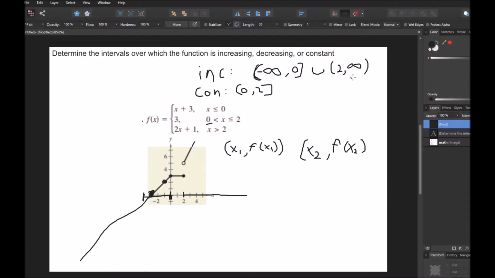And again, open bracket on infinity because you can't represent that with a number, and open bracket on 2 because 2 is not included in this interval. And this widened out U shape is called a union. It basically means and. So I'm saying it's increasing from negative infinity to 0 and on 2 to infinity. So that would be my final answer.